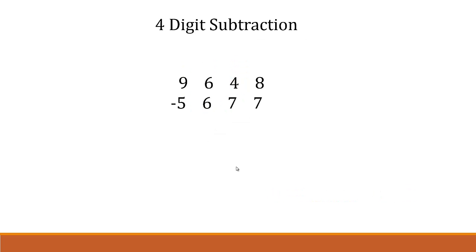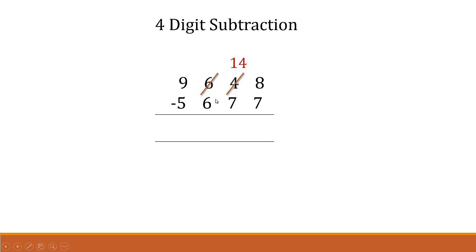Then comes your 4-digit subtraction. 9,648 minus 5,677. In the ones place we have 8 minus 7, which is possible, so we don't have to borrow anything. When we move to the tens place, we have less tens on top. So as usual, we go to the hundreds, get 100, and make this 14 tens, because the hundreds goes to the tens place as tens.